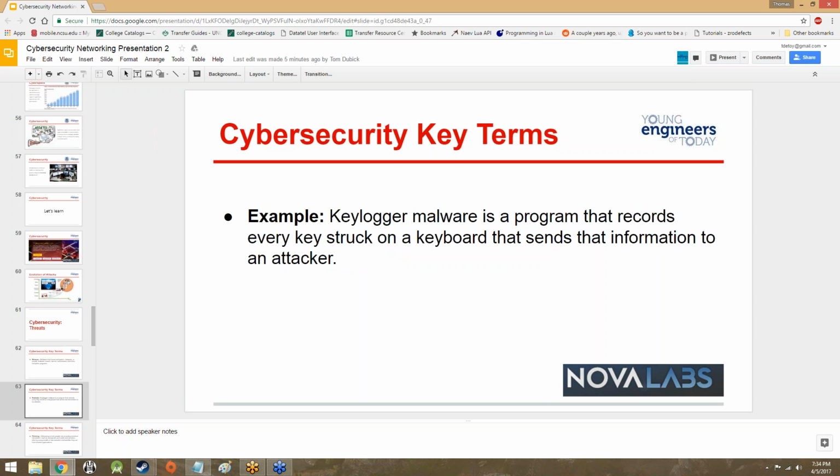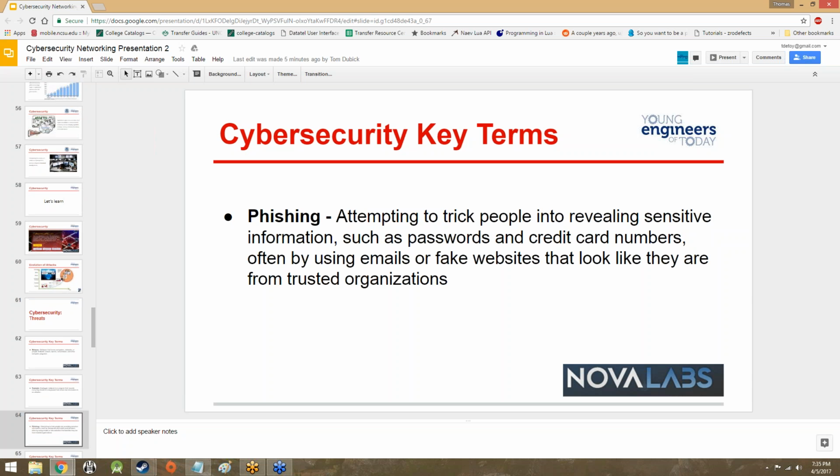So for example, keylogger malware is a program that records every key struck on a keyboard and then sends that information to an attacker. So now they have everything that you've typed on your keyboard. Then you've got phishing, which is attempting to trick people into revealing sensitive information such as passwords and credit card numbers, often by using emails or fake websites that look like they are from trusted organizations. Just like that little phishing email challenge I went through.